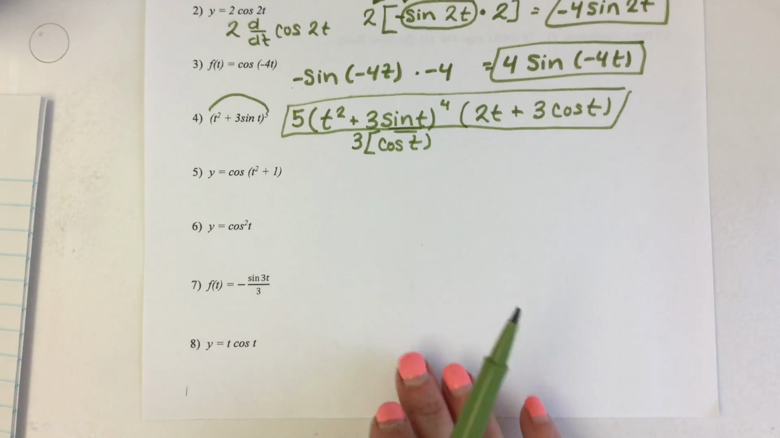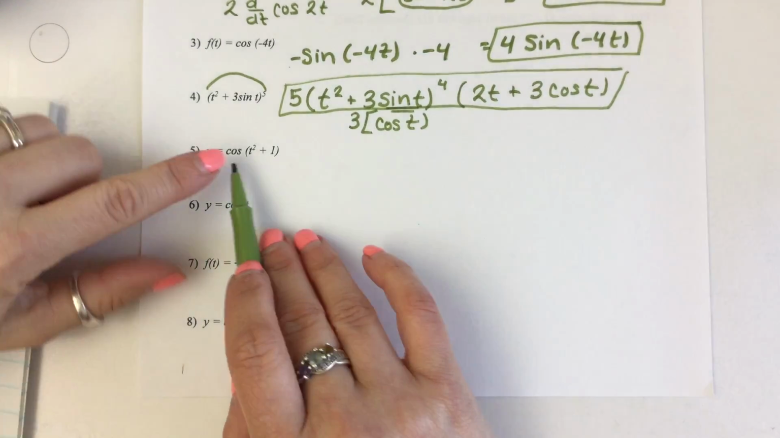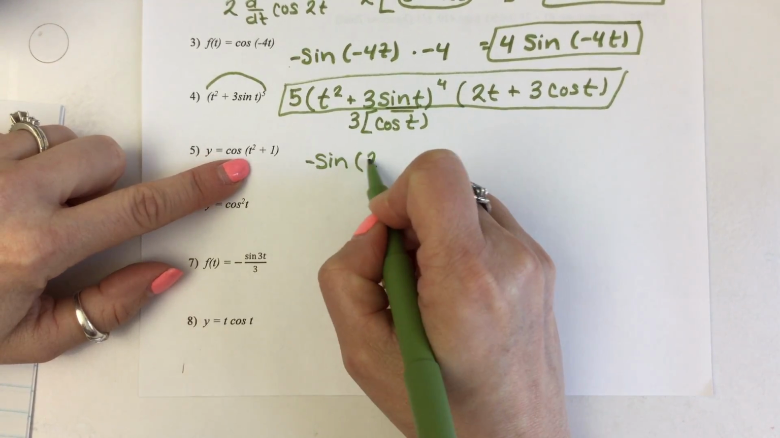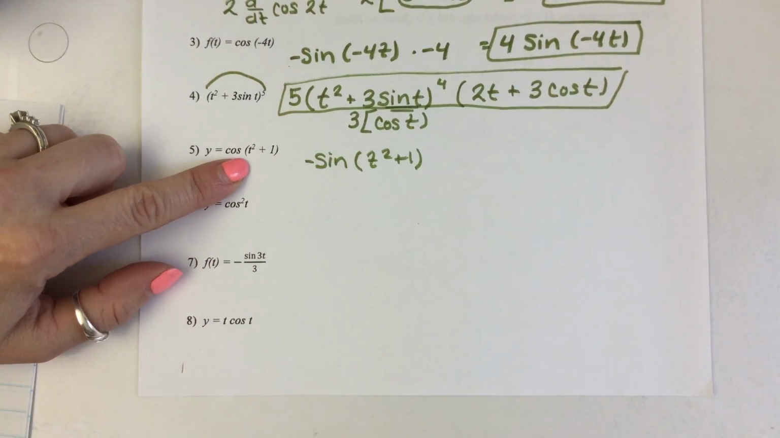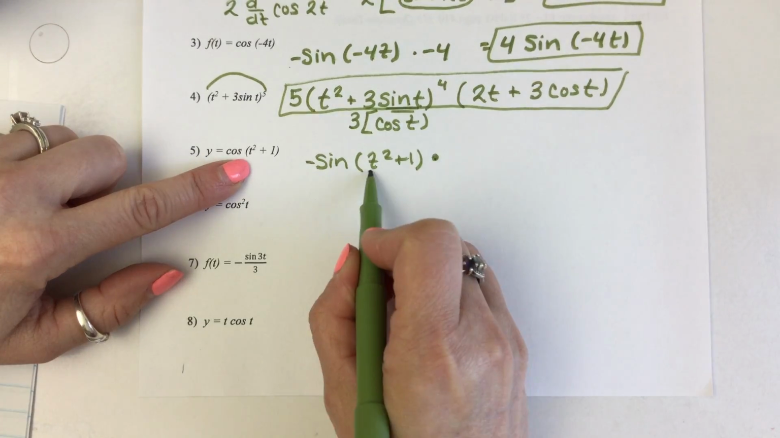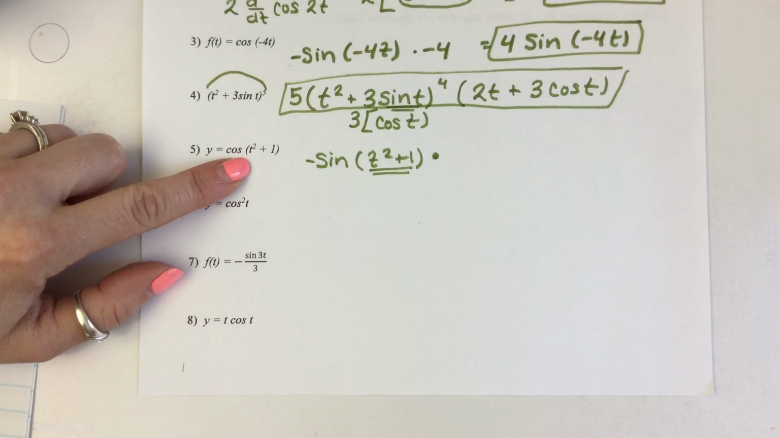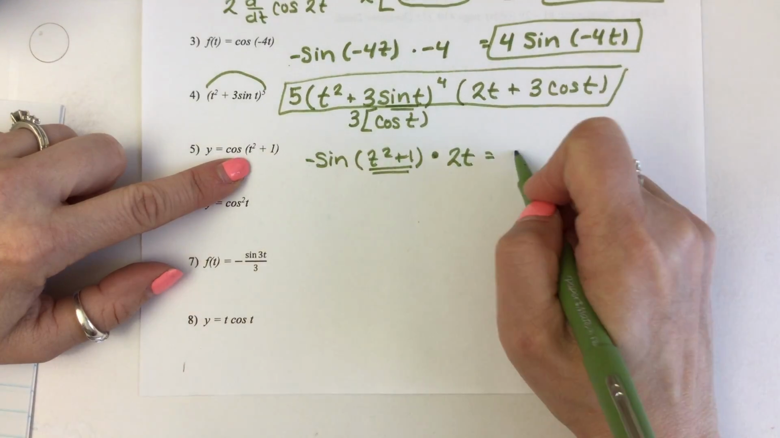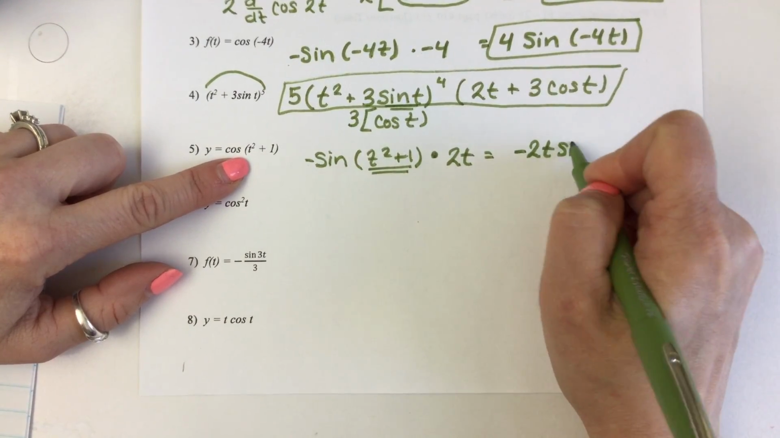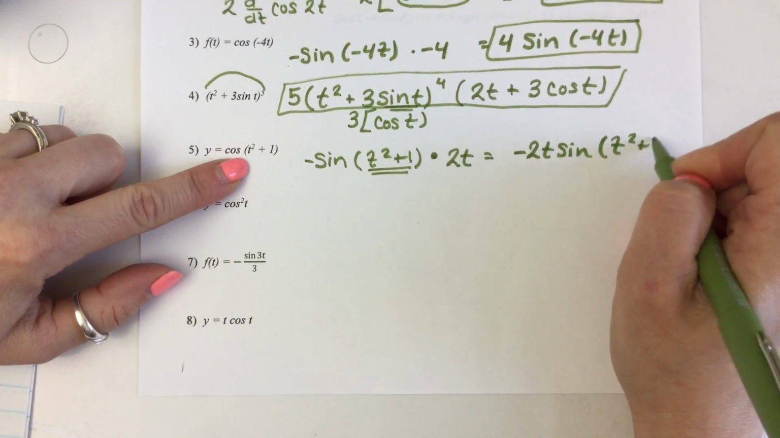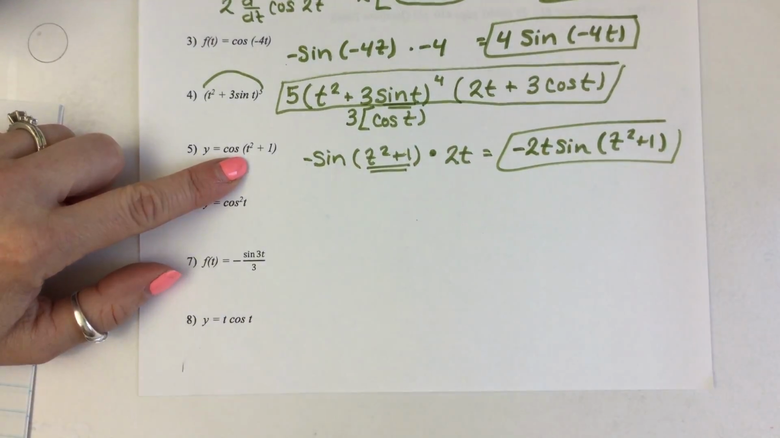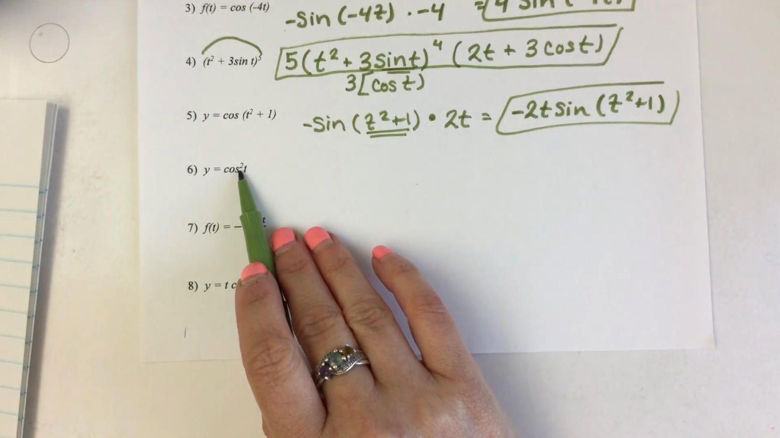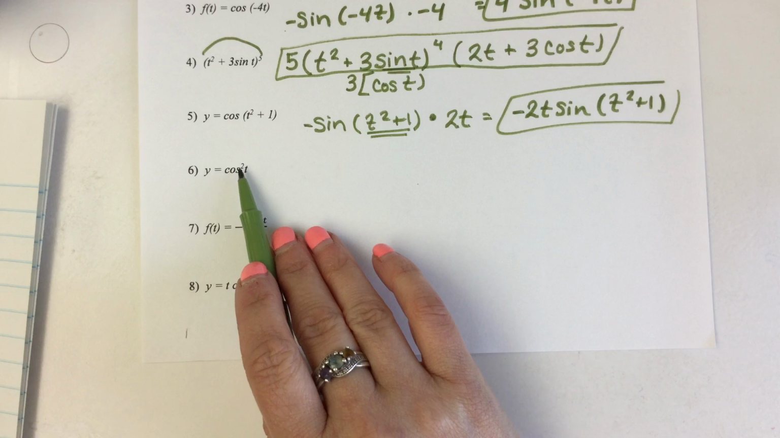Okay, next one is another example of the chain rule. The derivative of a cosine is a negative sine. We keep the t squared plus 1 the same. Now you multiply by the derivative of the inside, which is 2t. Negative 1 times 2t is a negative 2t times the sine of t squared plus 1. Done.